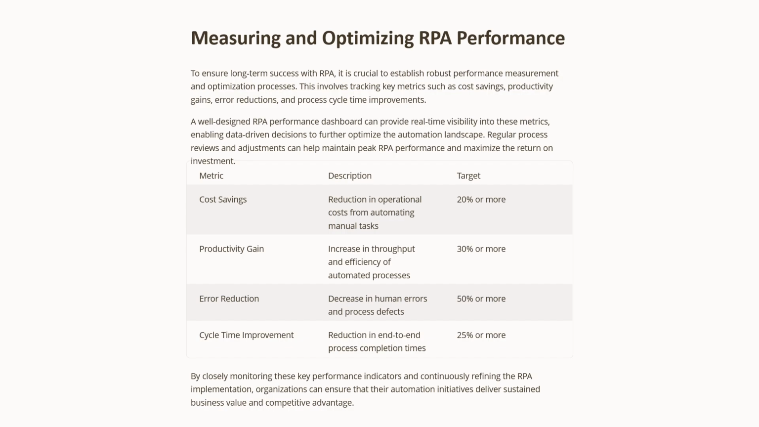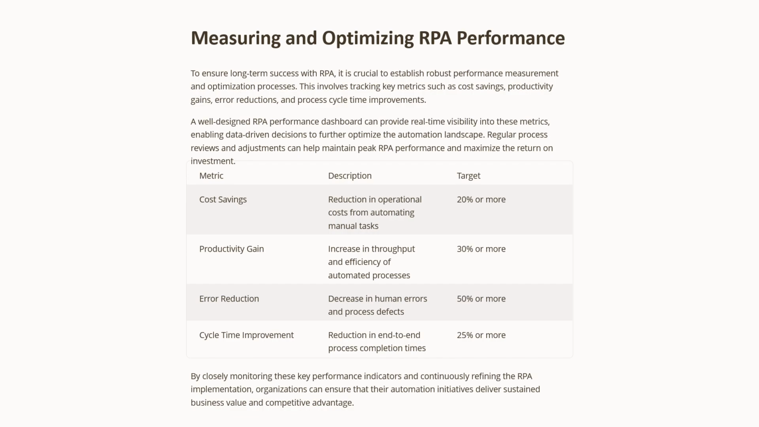To ensure long-term success with RPA, it is crucial to establish robust performance measurement and optimization processes. This involves tracking key metrics such as cost savings, productivity gains, error reductions, and process cycle time improvements. A well-designed RPA system performance dashboard can provide real-time visibility into these metrics, enabling data-driven decisions to further optimize the automation landscape. Regular process reviews and adjustments can help maintain peak RPA performance and maximize the return on investment.